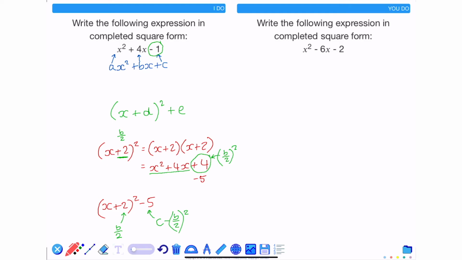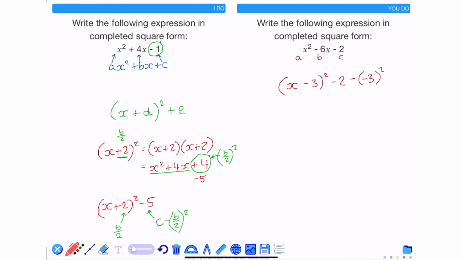So in this quadratic, I've got a as being 1, b as being negative 6, and c as being negative 2. Halving the coefficient of x, so the value of b, gives me x minus 3 inside of the brackets all squared. To find the term on the outside of the bracket is c, take away the value of b divided by 2 all squared.